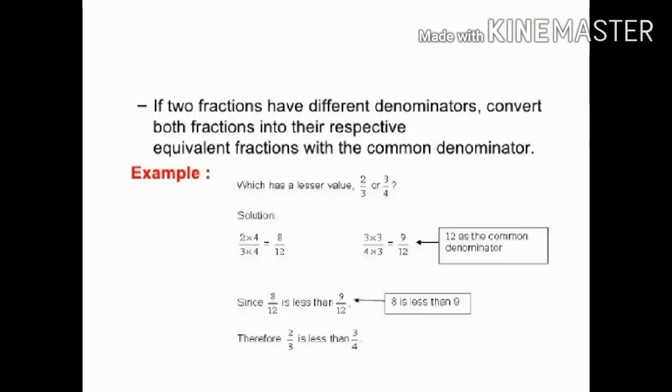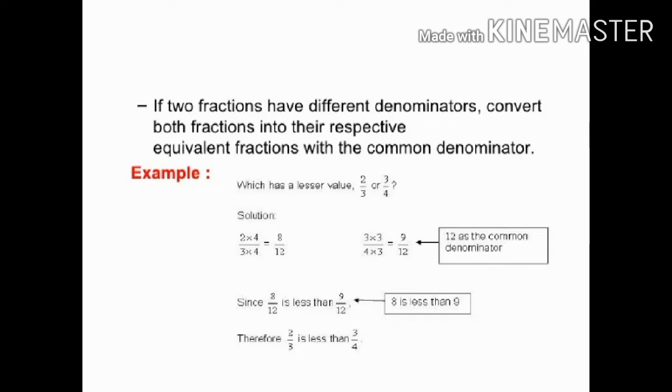Dear students, if two fractions have different denominators, convert both fractions into their respective equivalent fractions with the common denominator. Example: which has a lesser value, 2 by 3 or 3 by 4. First we will make the denominator same. We will make the denominator same through LCM or through equivalent fraction. So we will make the denominator same through LCM. So find out the LCM of 3 and 4.